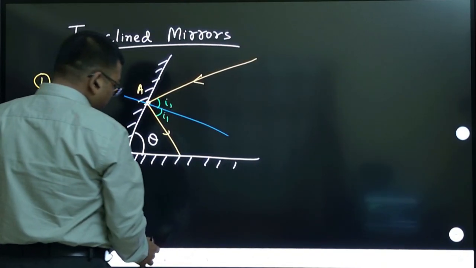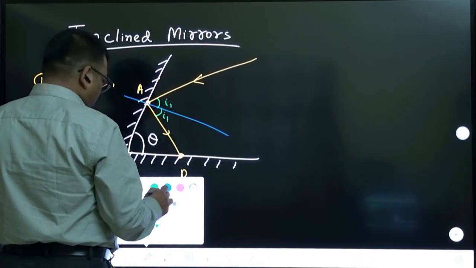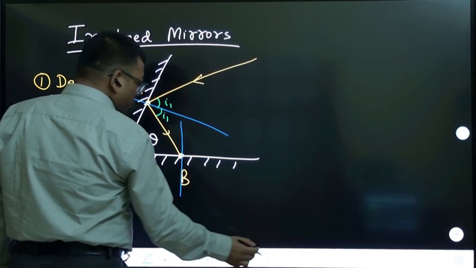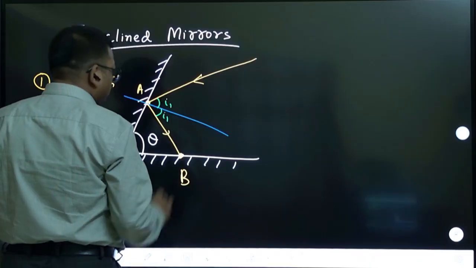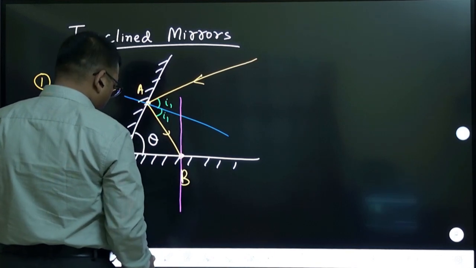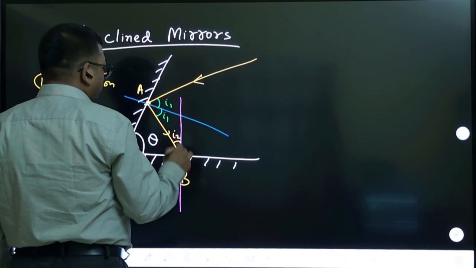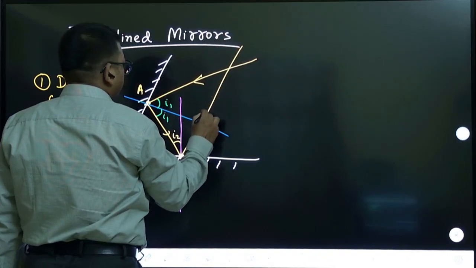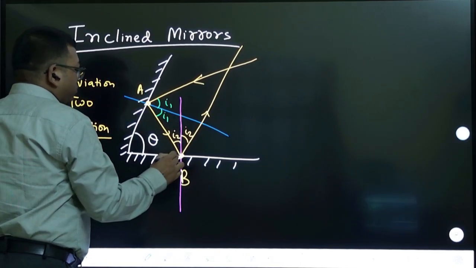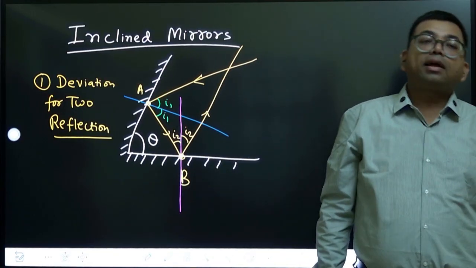Then this ray again hits at this point. Let us call this point B, and let us take a normal again here. This angle you may call i2, and here again reflection happens, so this is i2. So there are two points of reflection we are talking about. Very interesting questions come on inclined plane mirrors.